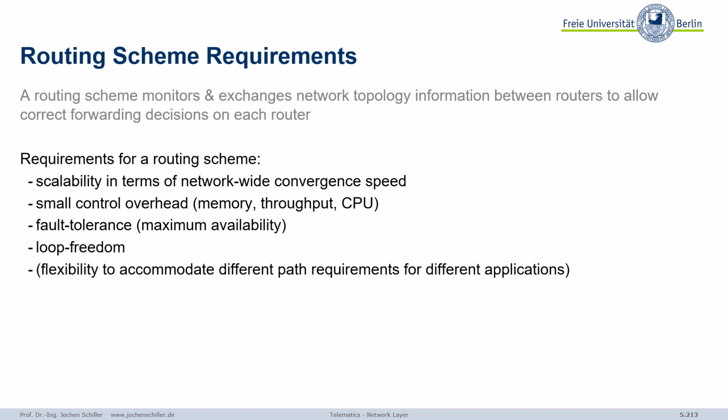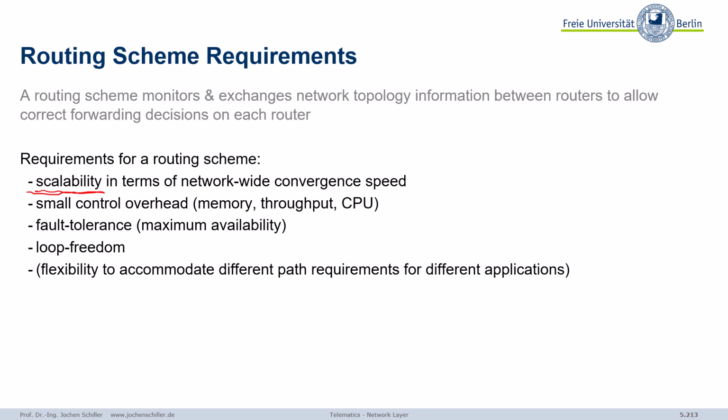So what is needed for routing schemes? Most important thing, scalability, because we have a huge worldwide network. The routing scheme should be able to handle this worldwide network somehow, and it should also converge to a result. You can imagine there are many routers coming up and going away, and you have to calculate optimum paths. But the network is not static, it's dynamic.